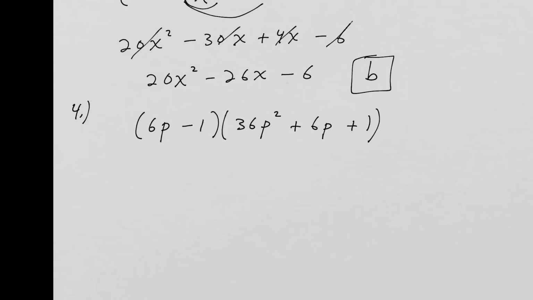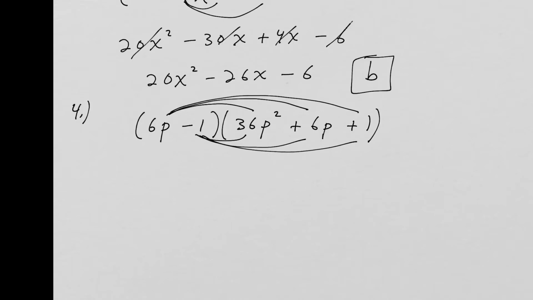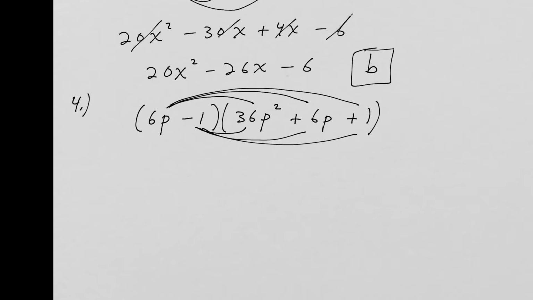Well, each term in the first polynomial, so I'll start with the 6p, has to be multiplied by every term in the second polynomial. Then the negative 1 has to multiply by every term. So I'm going to end up with 6 terms, and then I can combine like terms to simplify it, if possible. Okay, so first thing is 6p times 36p squared. Well, that's going to be 6 times 36, which is, I guess, 216. So 216 p, and then p times p squared is p cubed.